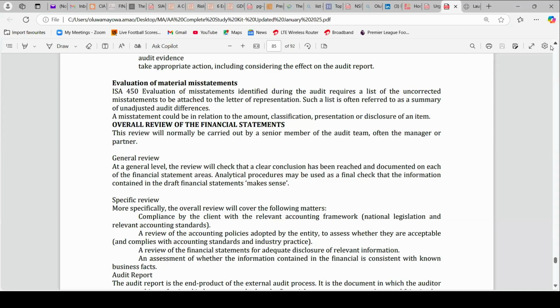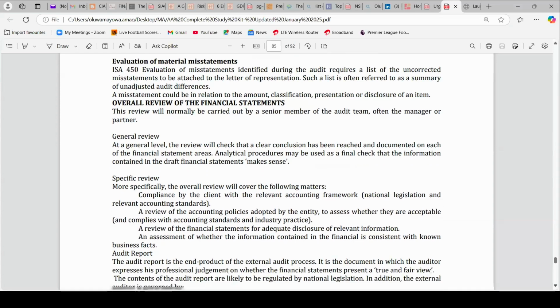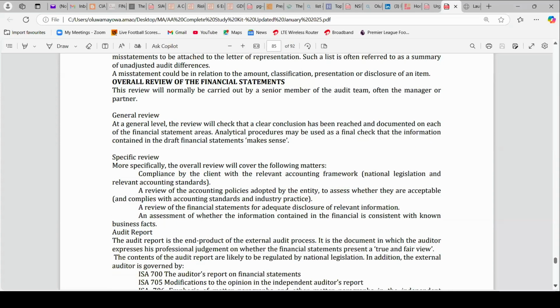So the auditor is demanding written representation from management, which is ISA 580, is looking at misstatements, all uncorrected misstatements, and is trying to tell management to correct them. So this is the stage where you will look at the financial statement as a whole and carry out a final review of the financial statement. The final overall review is broken down into two. So there are two reviews you will conduct at this stage.